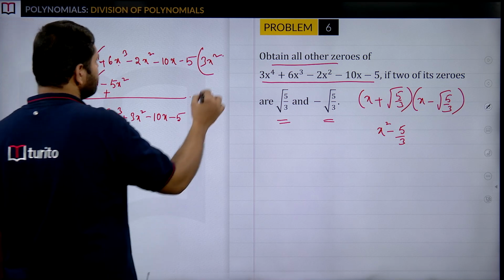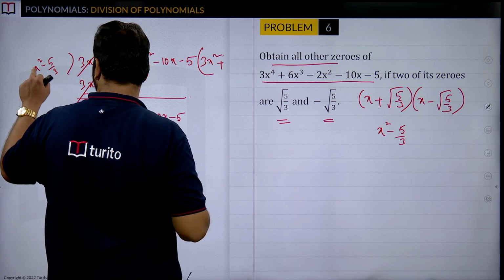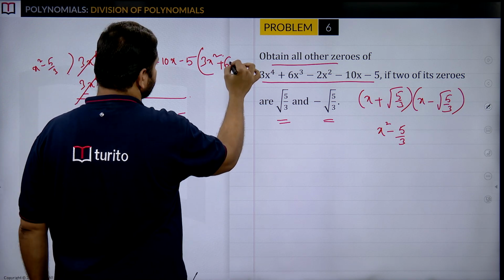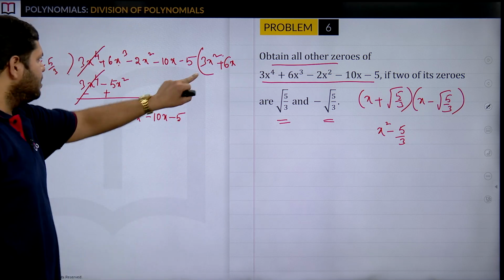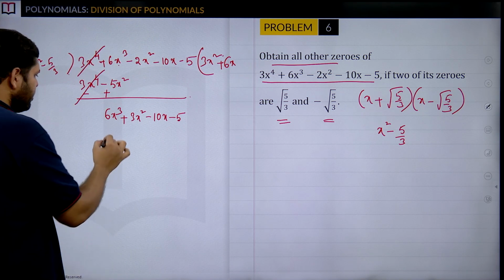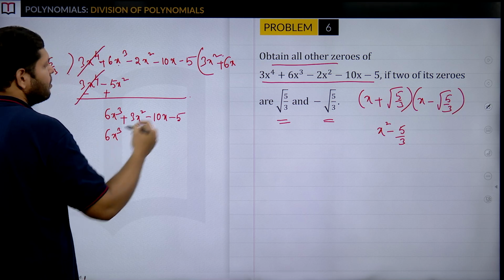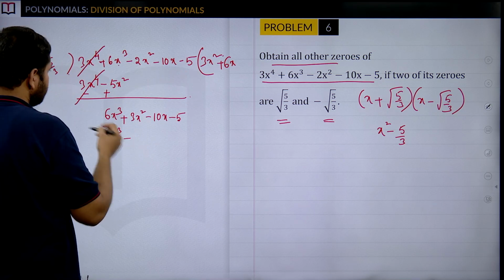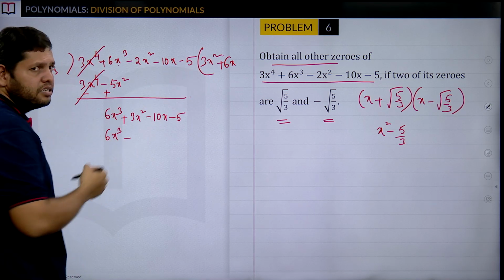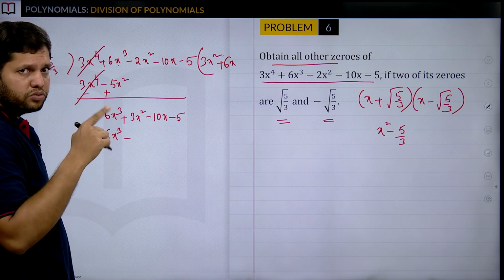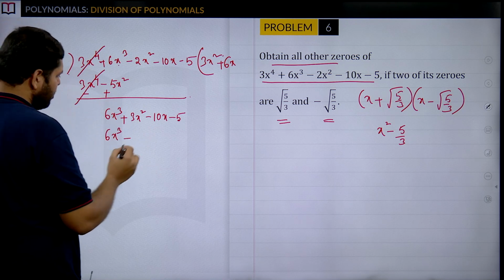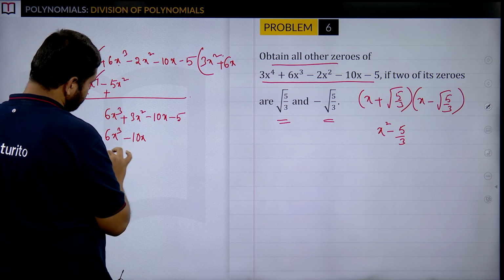Now children, I want to get the 6x power 3 term. So multiply with what? Simply plus, this is x square, so 6x. Plus 6x into x square is 6x power 3. Plus into minus, it is minus. So denominator is 3, numerator is 2. So 6. So 3 1s are 3, 2 3s are 6. So it is 2x into minus 5. So it is minus 10x.